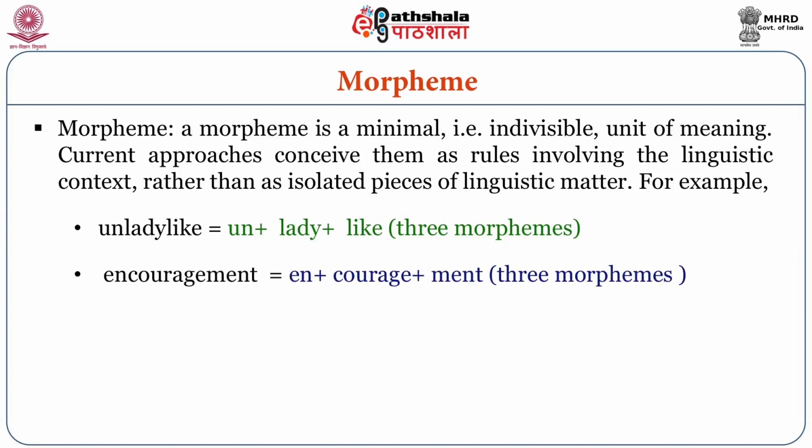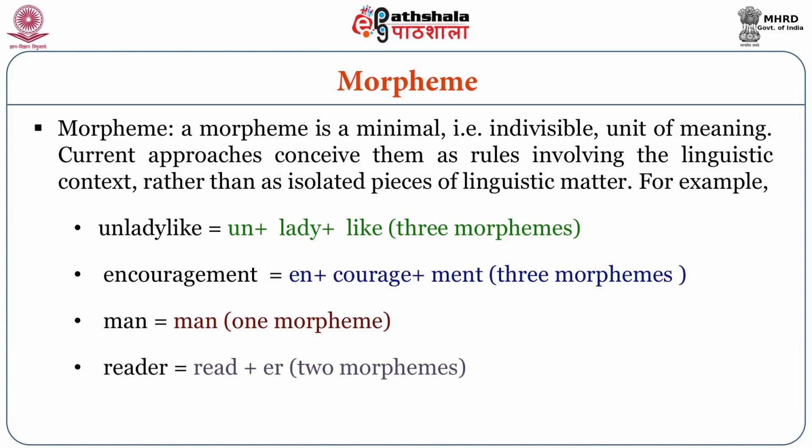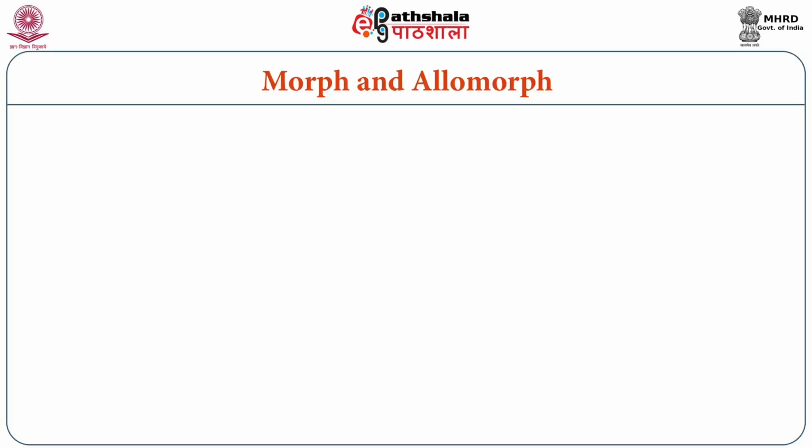Encouragement: en, courage, and ment, three morphemes. Man is just one morpheme that cannot be subdivided into any other unit. Reader: read, er, two morphemes. This way you can understand how many morphemes there are in one word.